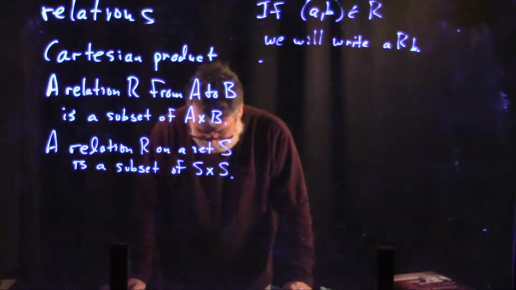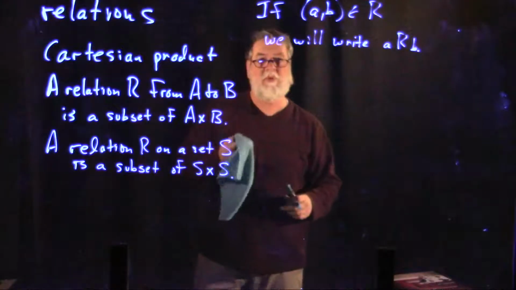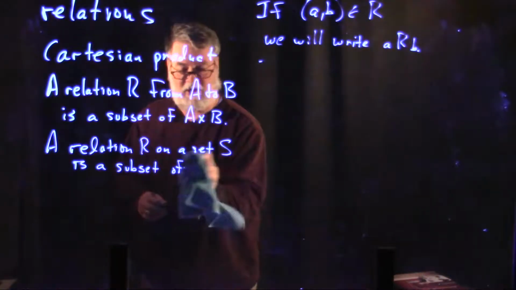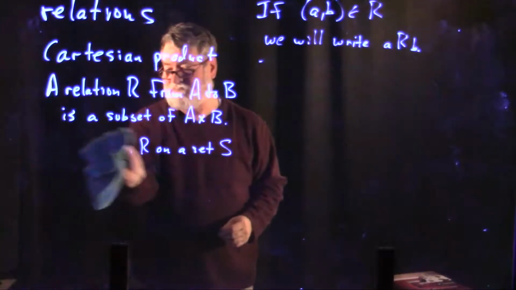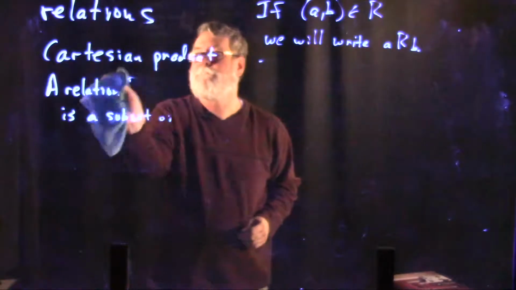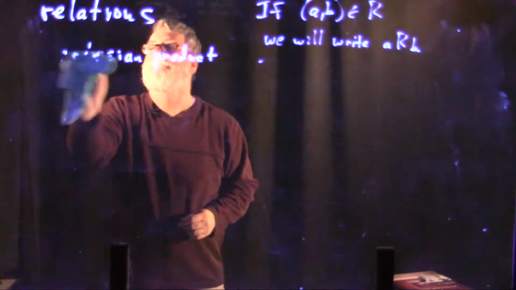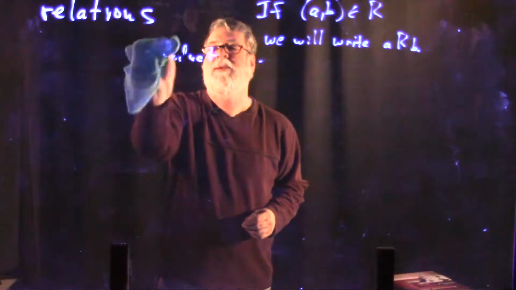Now, where are we going with this? There are 3 important types of relations. So let me erase this and tell you about the 3 important types of relations, and then we're going to spend some time with each one. This is where the theory starts to make sense.